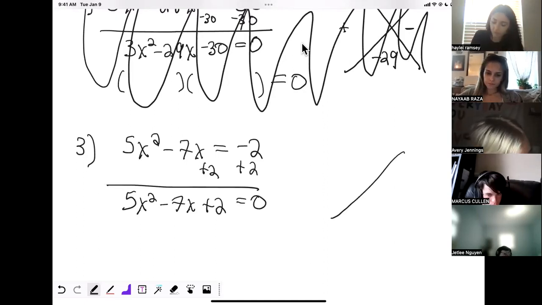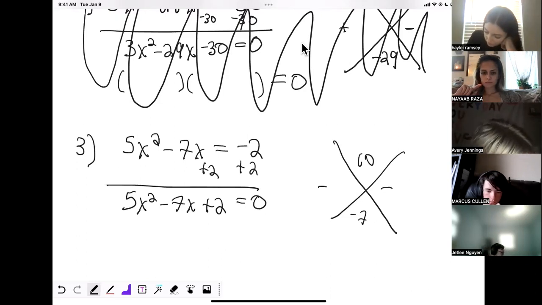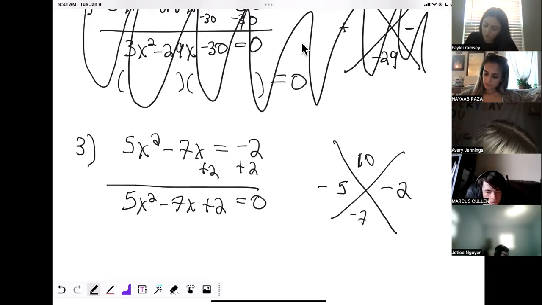All right, let's try it again. I have 10, I have -7. Okay, this one definitely works. Okay, so it has to be negative and negative. A negative times a negative is a positive 10, and a negative plus a negative is -7. I get 5, and I get 2, which is 7.